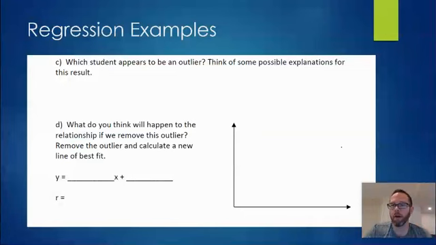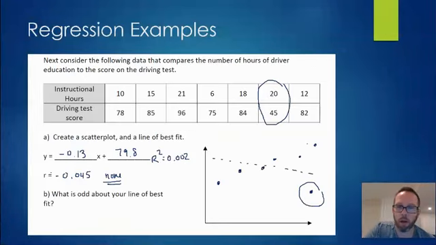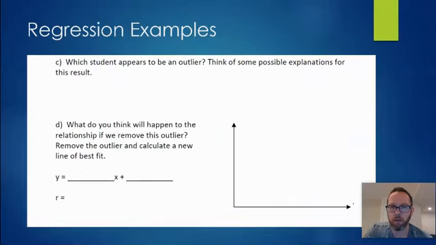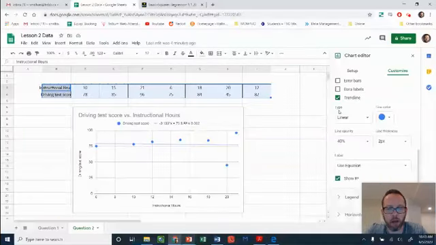Maybe it wouldn't be fair to keep his or her score. So if we could say, hey, there was a really good reason why this person had a low driving test score, then if we want to make a model here, maybe it's not good that we use their score, and we can remove it. So if we can justify removing an outlier, we can do that, and maybe get a better model. So let's do that in Google Sheets.